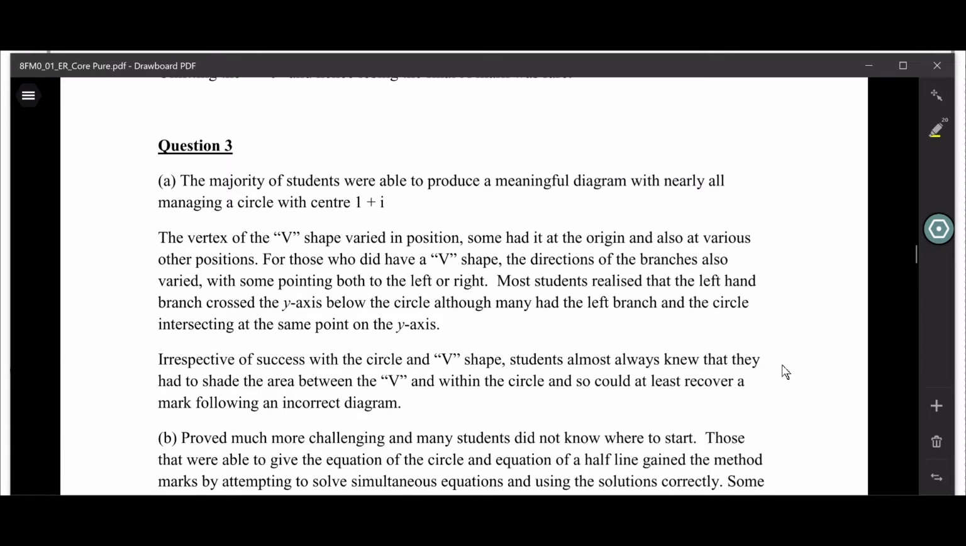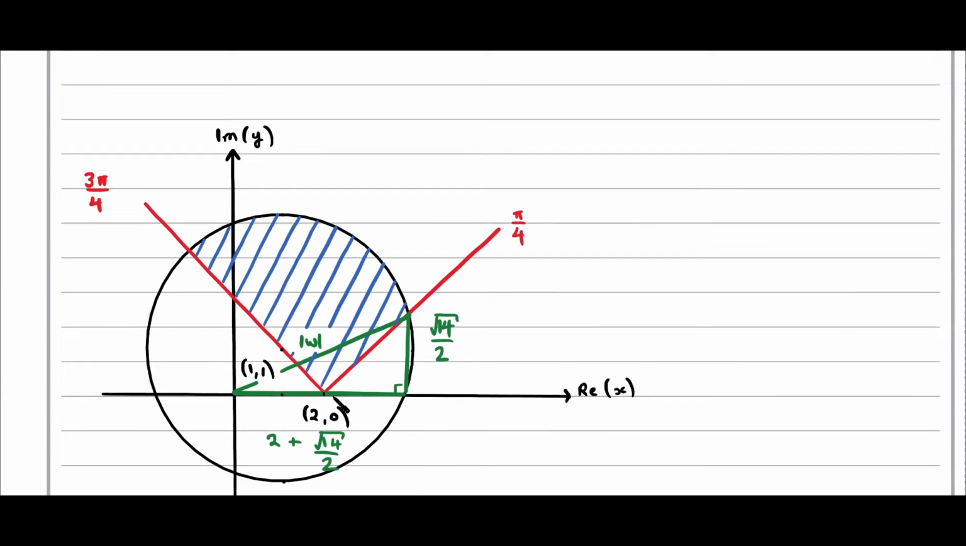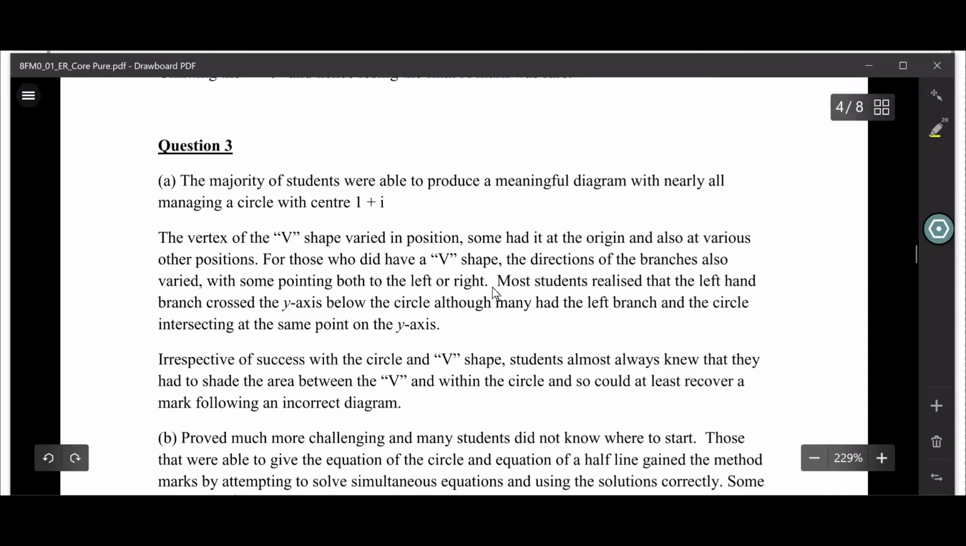So, examiner report wise, first thing for part A, obviously most students manage to draw a circle with centre 1 plus i, or in equivalent form, a circle with the centre (1, 1). A lot of people realize that a V-shape must have been drawn, but the problem with some V-shapes is more to do with where the V-shape starts. So if I go back to the diagram, it should be over here.